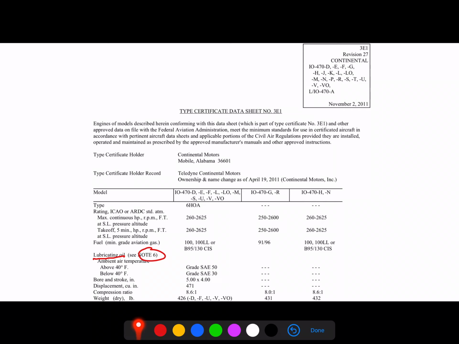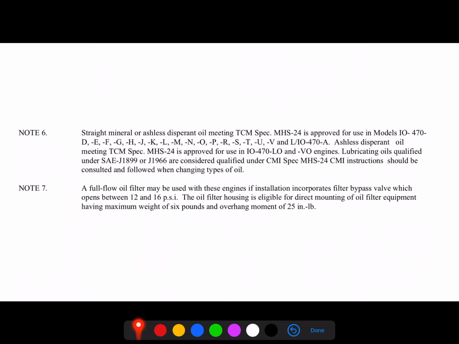But while I'm here pointing this out, let's take a look at note number 6. It's referenced there with lubricating oil, so let's see what we find there. Note number 6, it's going to give us a little more information. Oil, straight mineral or ashless dispersant oil meeting TCM spec MHS-24. So this spec that they're talking about is a specification that's been released by Teledyne Continental Motors, a company.